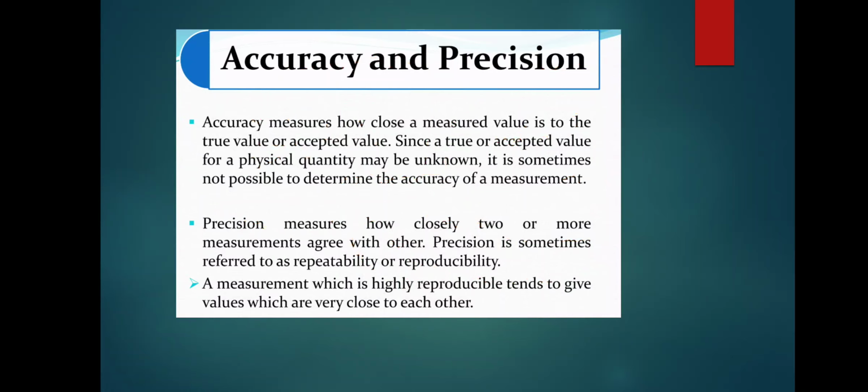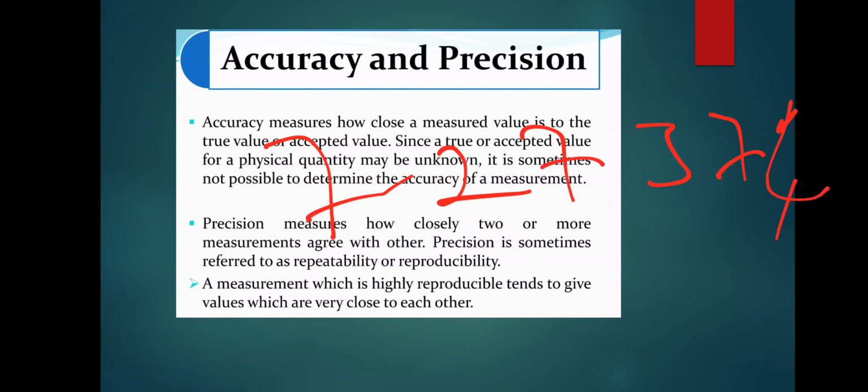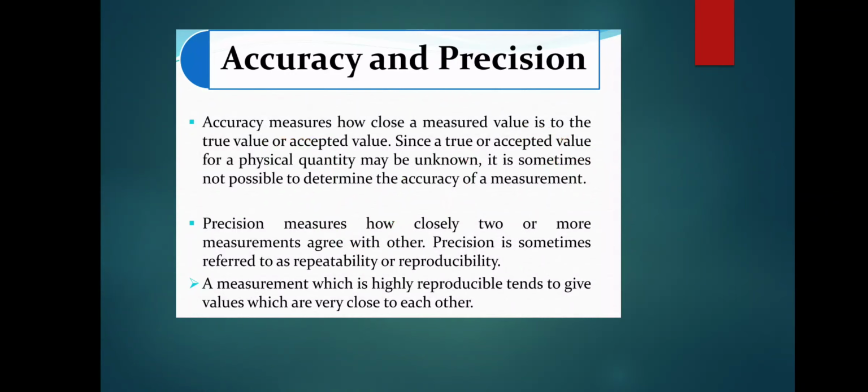Since a true or accepted value for a physical quantity may be unknown, it is sometimes not possible to determine the accuracy of a measurement. Then precision: how closely two or more measurements agree with each other. Example: 7.2, 7.3, 7.4. What is the closeness? Only one closeness, 0.1. Are you getting? Only 1 point. That's two or more measurements agreeing with each other.